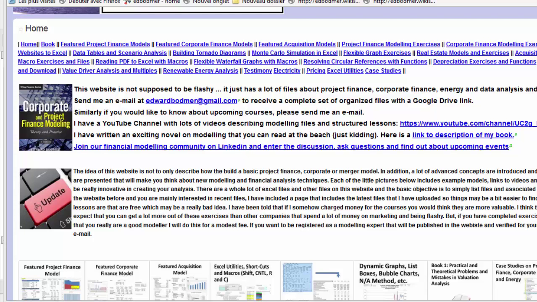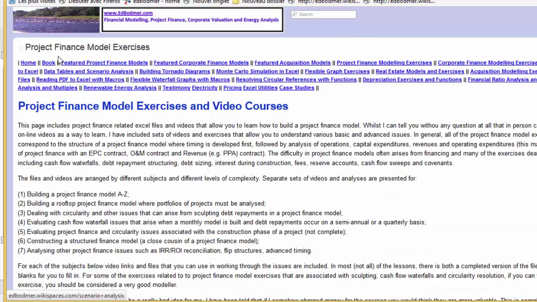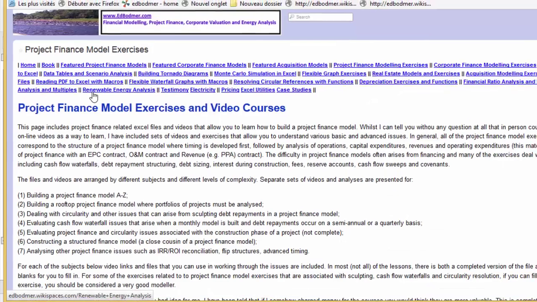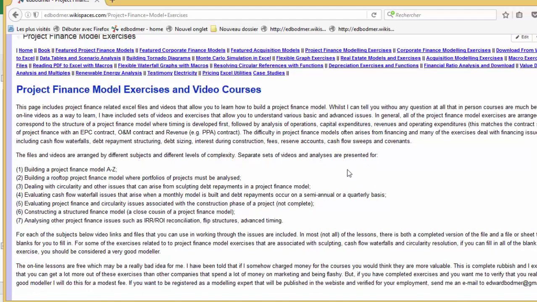Okay, this is an introduction to the section of the model on capital expenditures. Now, I recently just restructured this project finance exercises page. I think I have a spelling mistake here. I better put that correct.